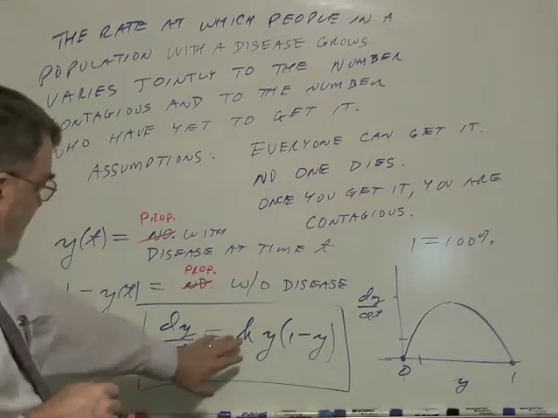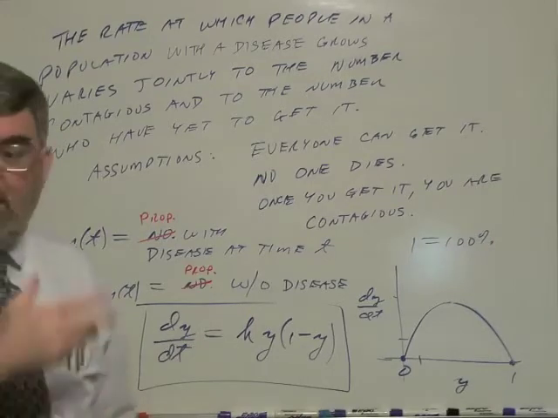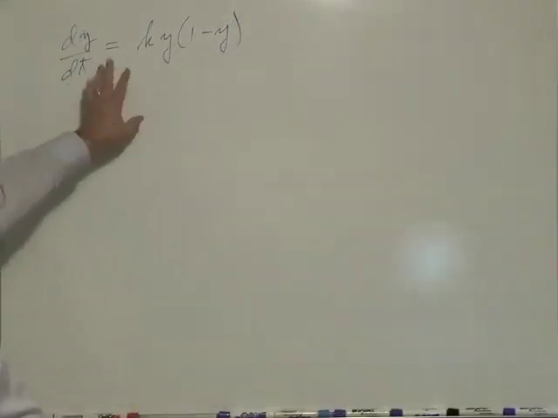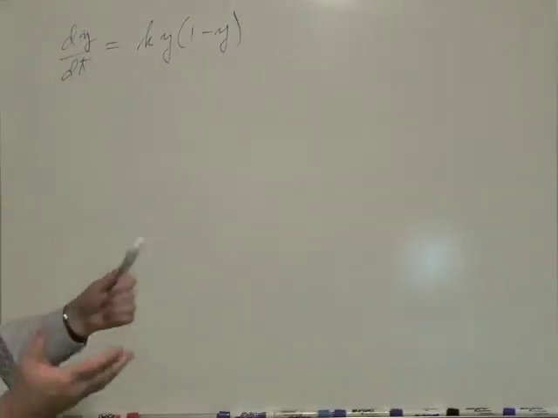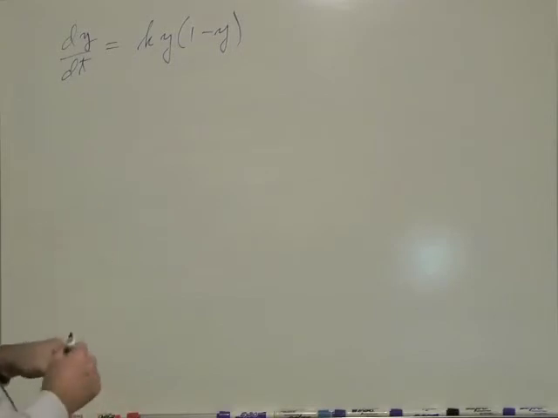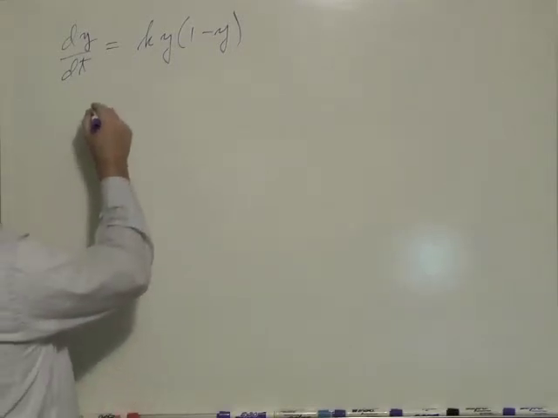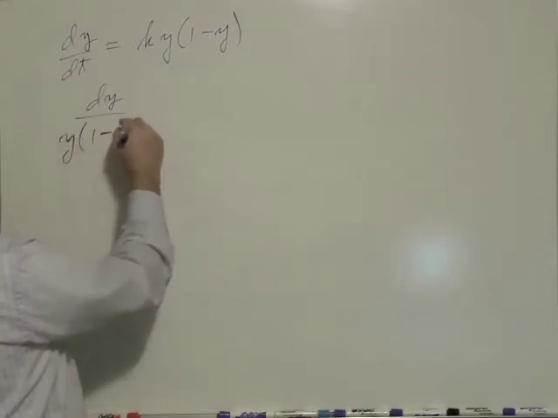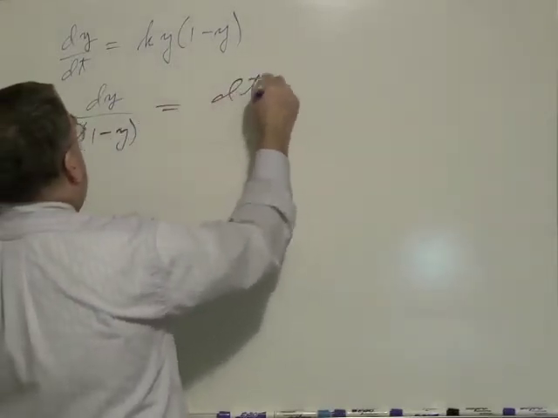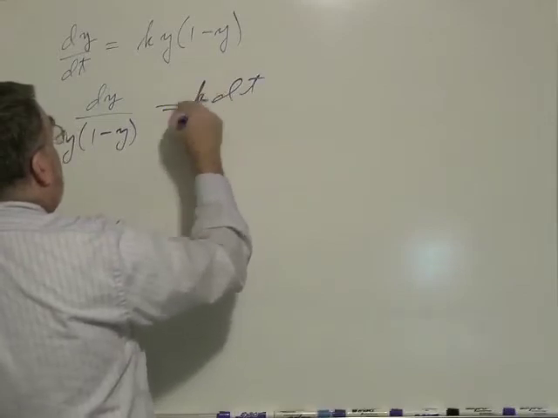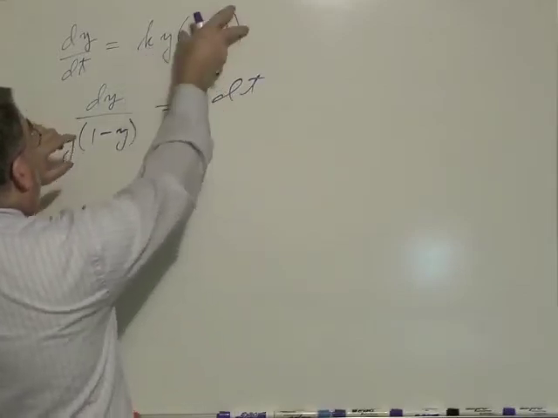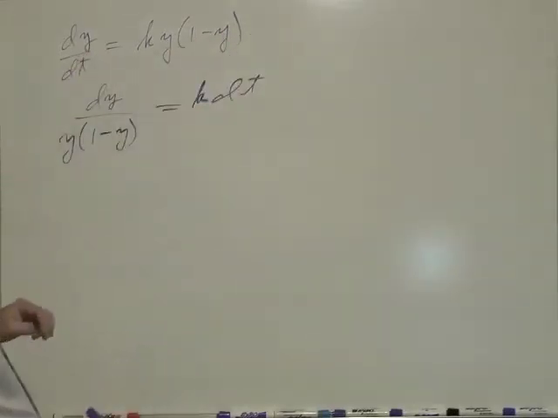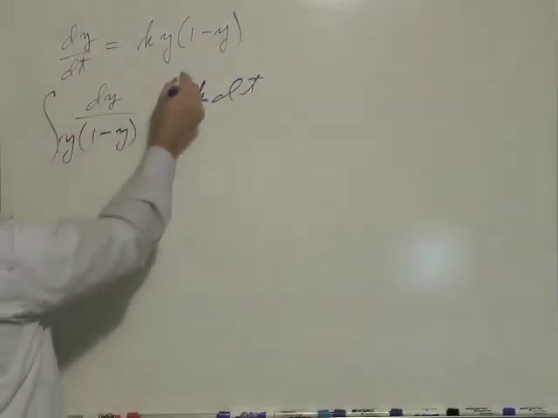I'm going to now solve this differential equation, so I need to do some erasing. So I recopy the differential equation up here, and I'm going to separate the variables. It is a separable equation, and we're going to have dy over y times (1 minus y) is equal to k dt. So I left the k, I divided by y times 1 minus y, I multiplied by dt, and now we can integrate both sides.